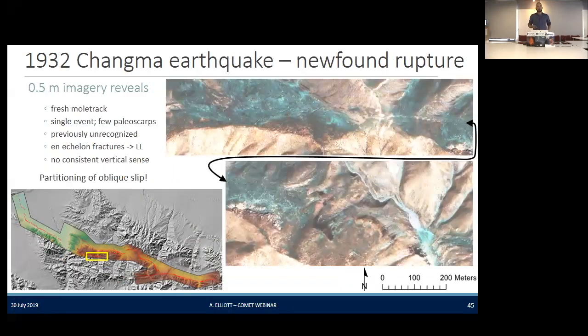The high-resolution imagery gives us the opportunity to also identify portions of the rupture that hadn't been previously identified, including this left lateral strand of the fault, which helps support the notion that there's actually partitioning of the slip.